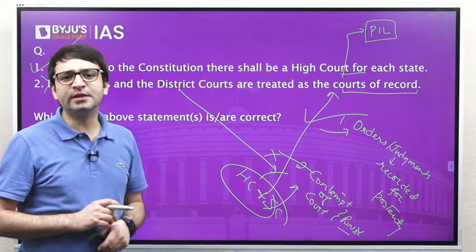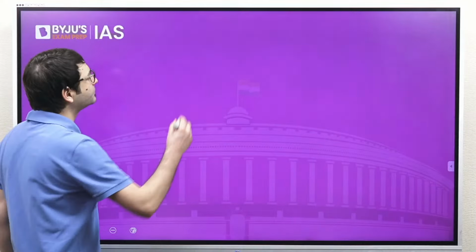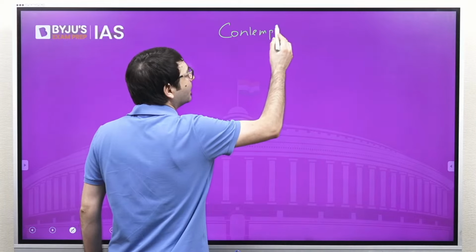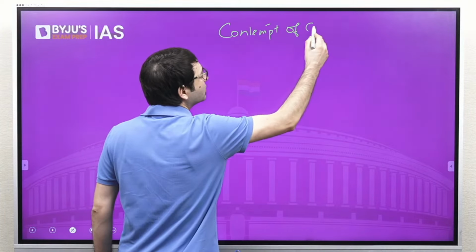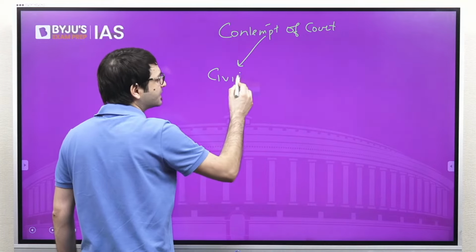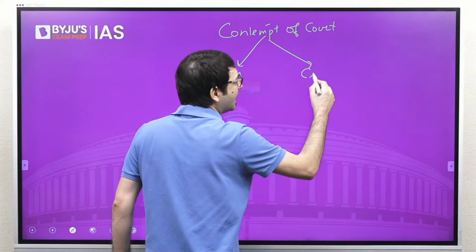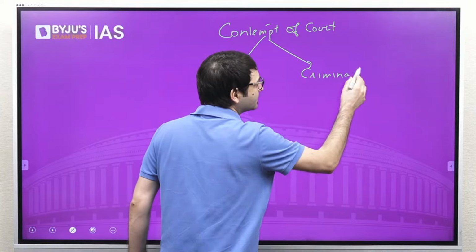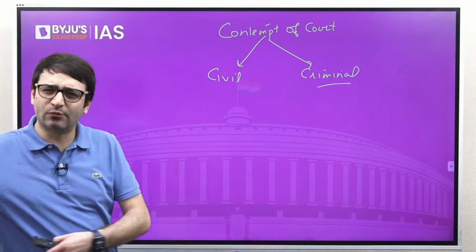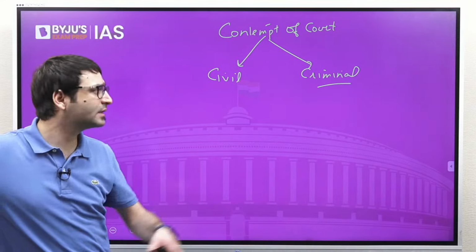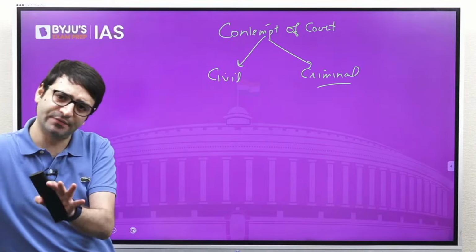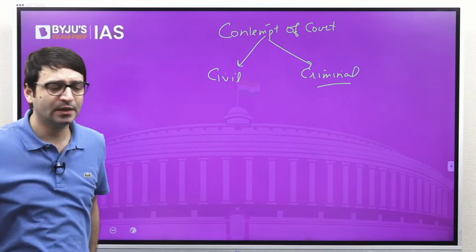So far as this contempt of court is concerned, contempt of court is both a civil offense as well as a criminal offense. We don't have to go into detail what is a criminal offense, what is a civil offense. But long story short, contempt of court is a civil offense as well as a criminal offense.